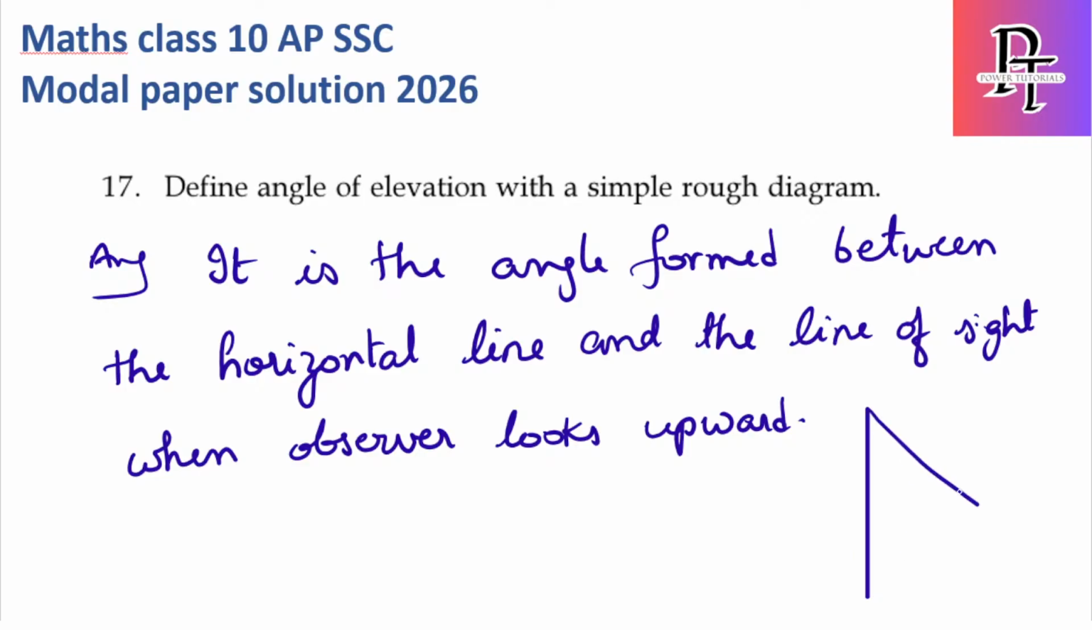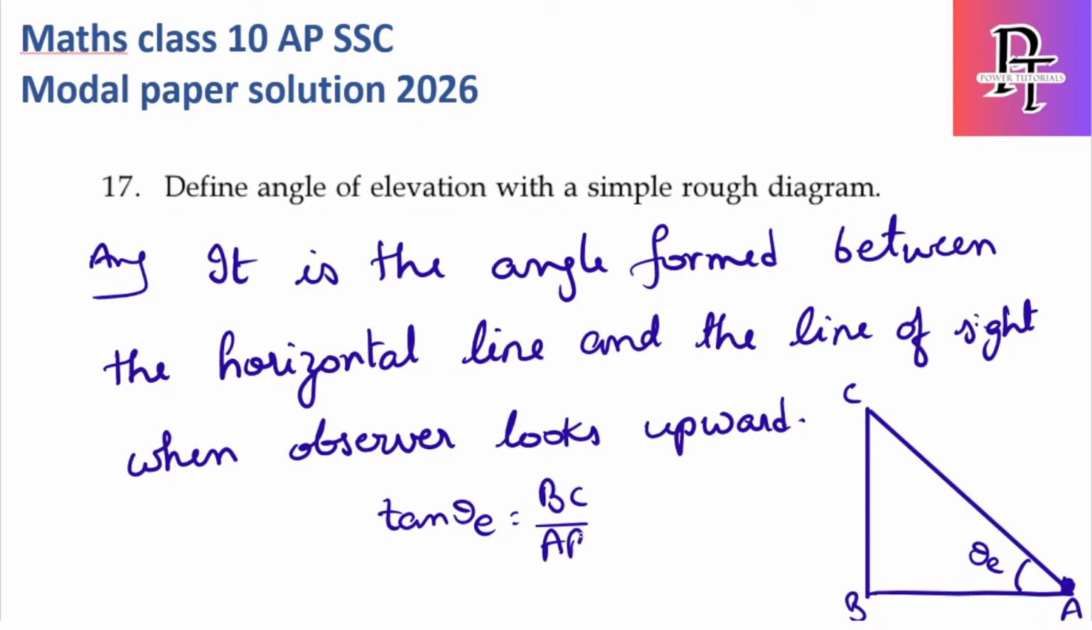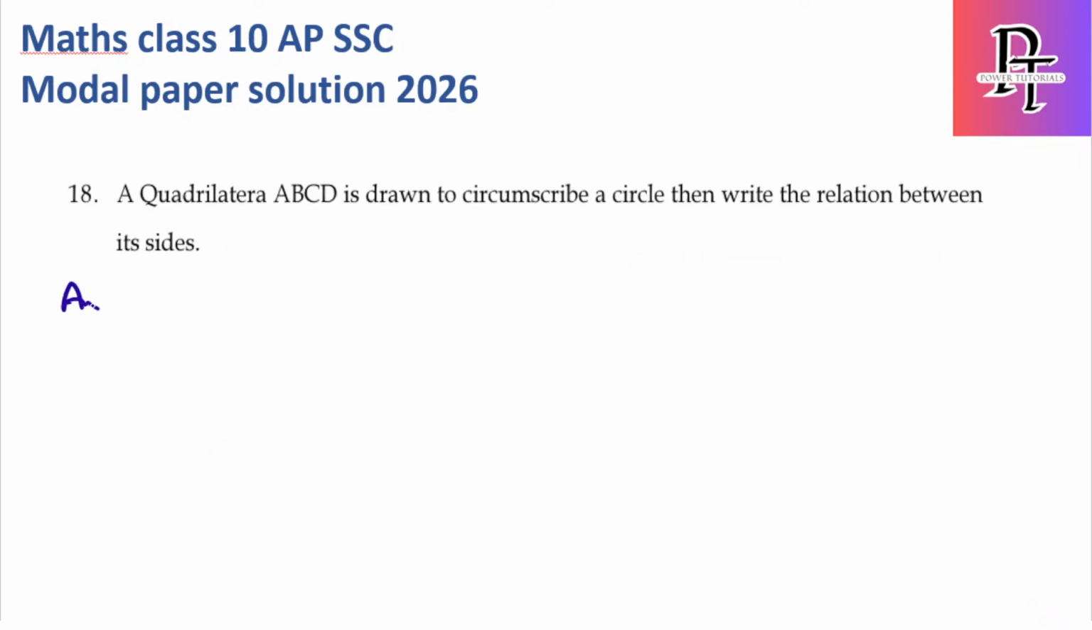For the rough diagram, this part is important. Draw a straight line, draw one triangle like this. Here the observer is present at point A, and he is watching point C, which is upward. This angle is theta E, and we use tan also. Tan theta E, that is angle of elevation, is equal to BC by AB. Repeating, angle of elevation is the angle formed between the horizontal line and the line of sight when the observer looks upward. If the observer looks downwards, then it is angle of depression. Okay, let's see 18th.